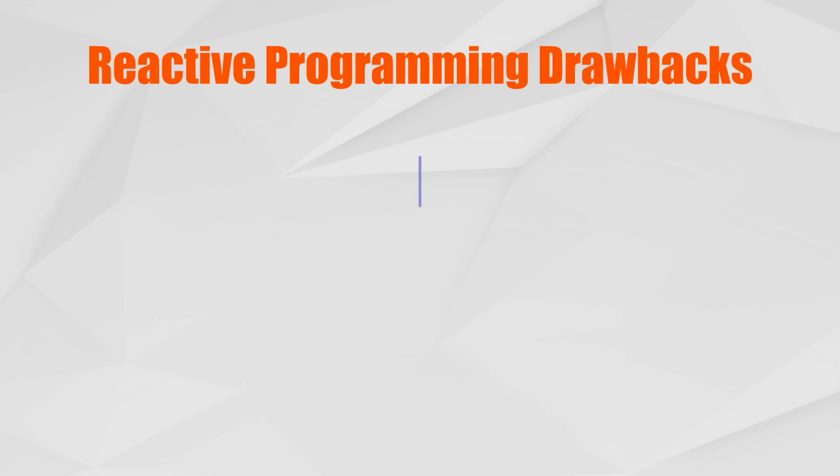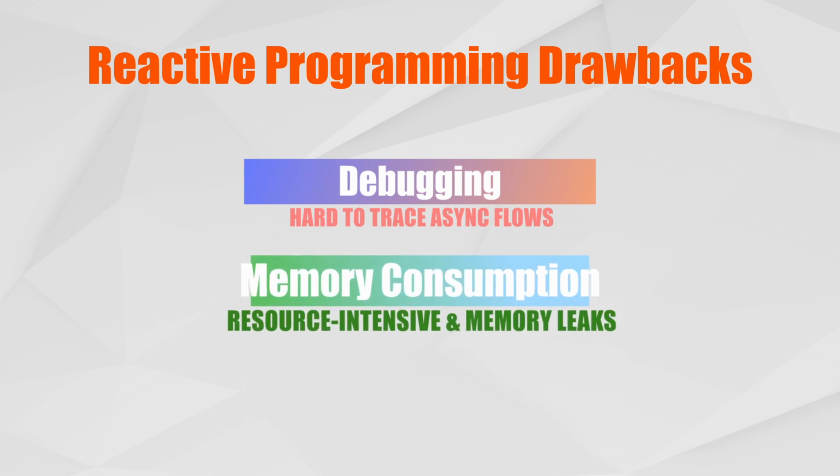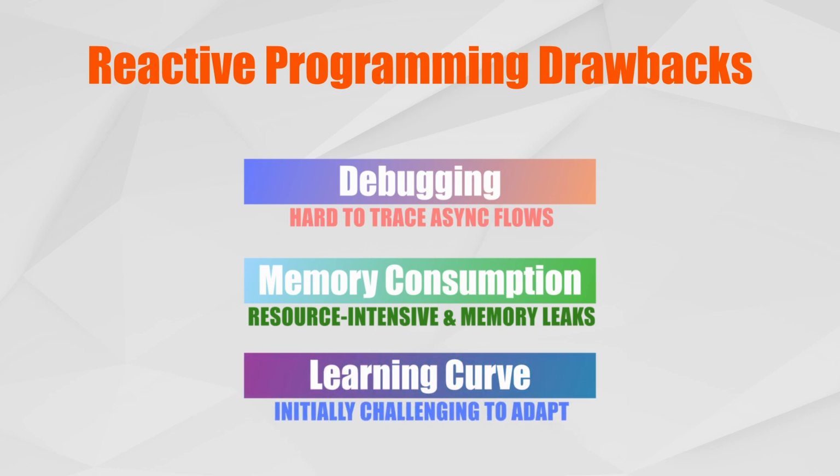And the drawbacks. Debugging. The asynchronous nature of reactive programming makes it harder to trace the data flow and determine the system's state at a given time. Memory consumption. Many data streams can be resource intensive, and memory leaks can slow down the user experience if resources aren't used efficiently. Learning curve. Reactive concepts can be initially confusing and challenging to implement in various scenarios. It's also difficult for developers accustomed to imperative paradigms rather than declarative ones.